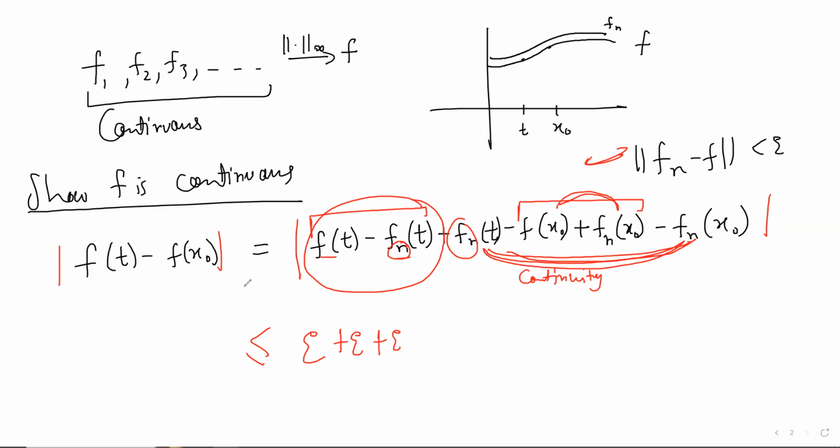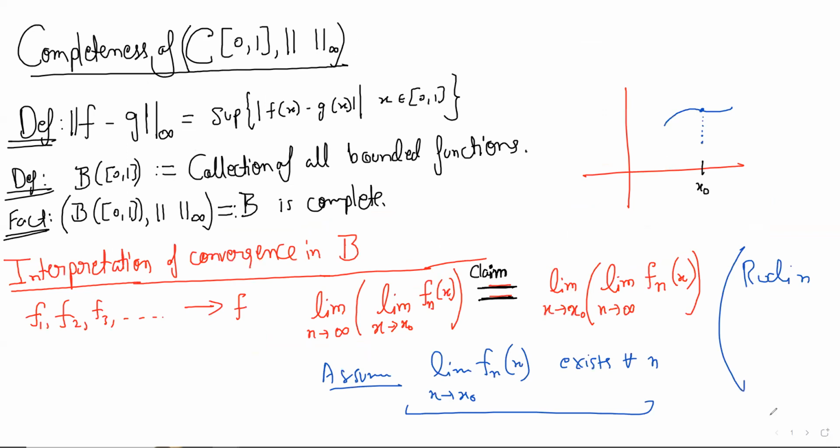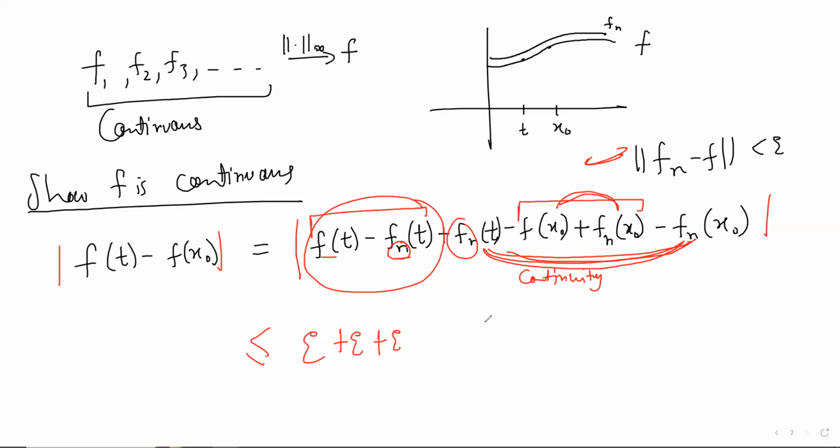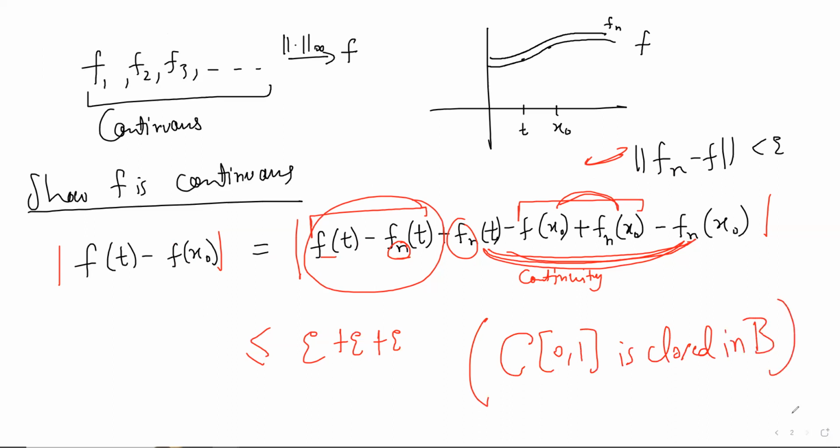So that's it. You should still write the proof and think about the proof. And so what have we shown here, right? We have just shown that this C[0,1] is closed in B, because I said that if this converges to some f, right?